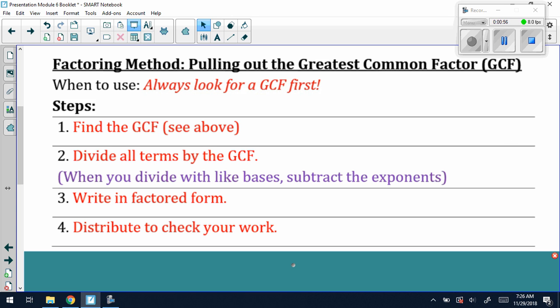Now, the distributing to check your work, you can pretty much do in your head. Just be careful with your exponents. That's where people make the biggest mistakes.